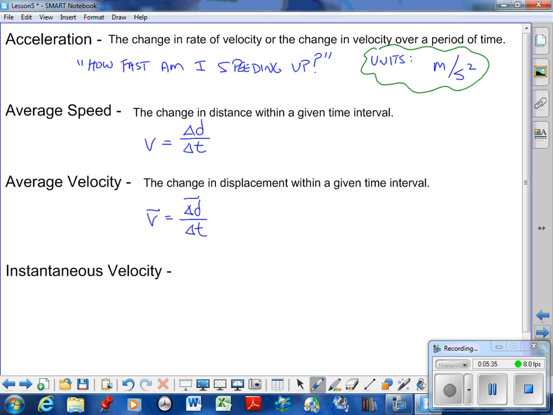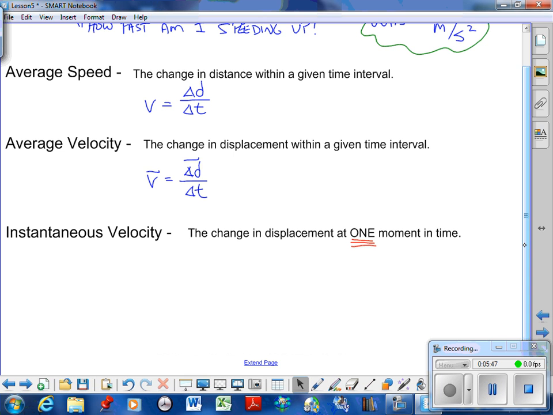And finally, instantaneous velocity. And that is the change in displacement at one moment in time. All right, and that's the key right there. It's happening at one moment in time. So that's going to pose a challenge when we talk about non-uniform motion in a later video. But for today, it doesn't pose as big a problem.